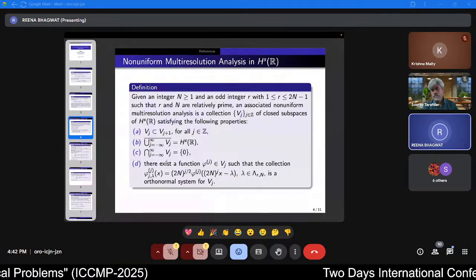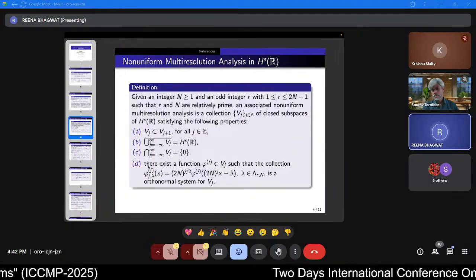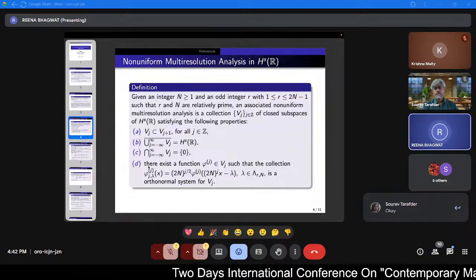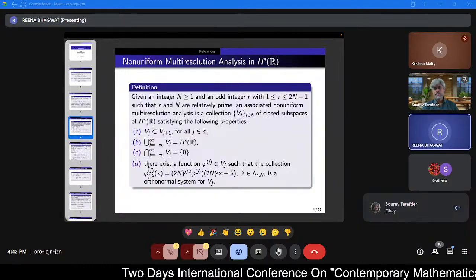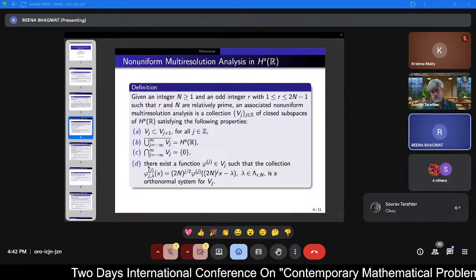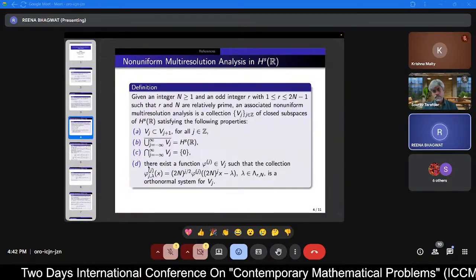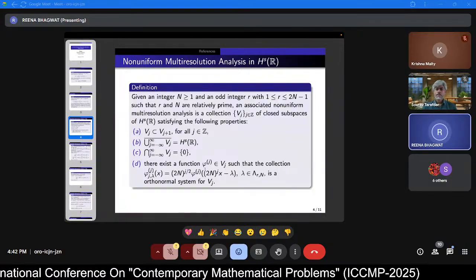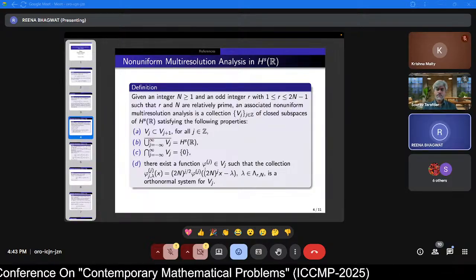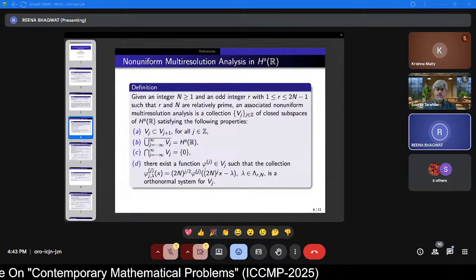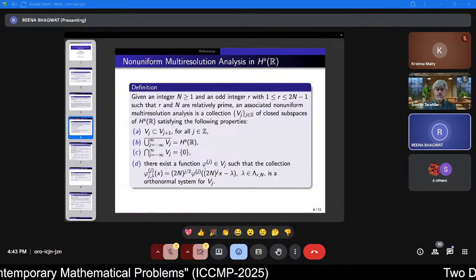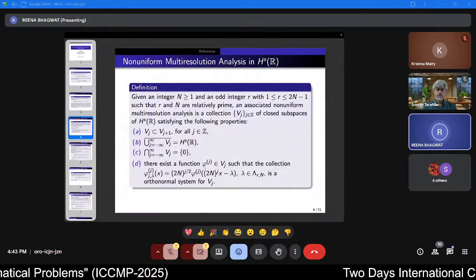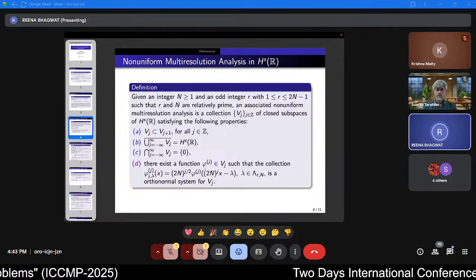Now the fourth one, this condition is important, because in the Sobolev space, due to the weight function, the spaces are not dilation invariant subspaces. So for this space we have to define our scaling function at each scale. So phi j belongs to Vj, such that this collection is an orthonormal system for Vj. This is a very important definition for our theorems. We have modified the classical basic definition to this definition.